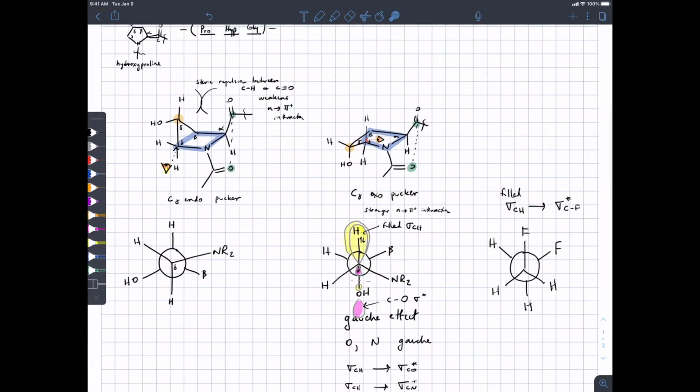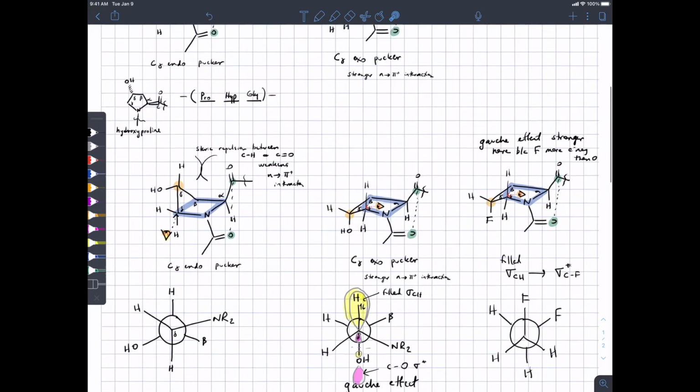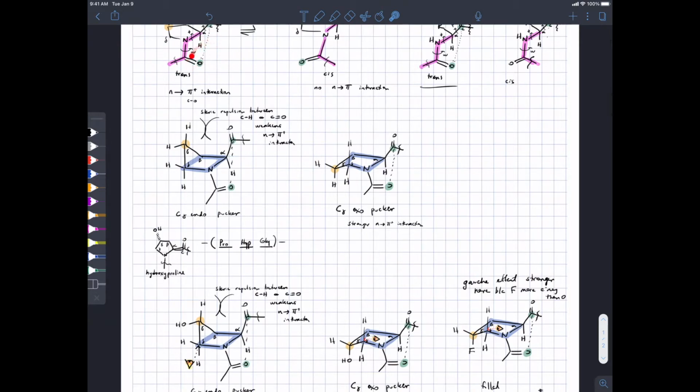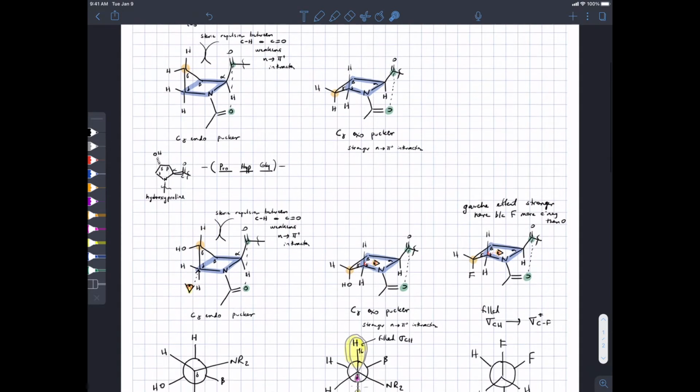And yes, if you replace that oxygen with a fluorine, that Gauche effect is even stronger because fluorine is more electronegative than oxygen. That creates an even stronger preference for the C-gamma exopucker, which strengthens the N to pi star interaction, makes the trans configuration stronger, and then that stabilizes collagen.